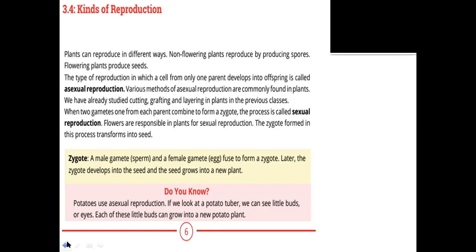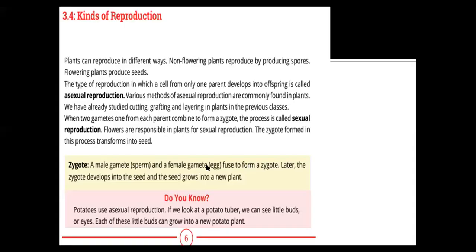Here we will talk about kinds of reproduction, that how it happens by two ways: asexual reproduction as well as sexual reproduction. A means without, sexual means sex organs like male and female. So without male and female, the reproduction is done. That is called asexual reproduction.